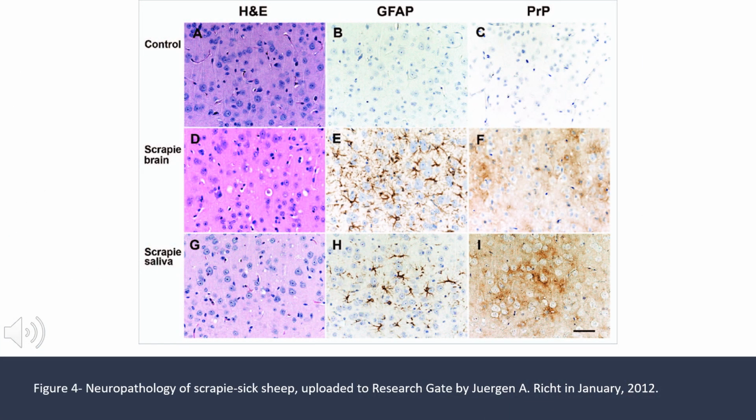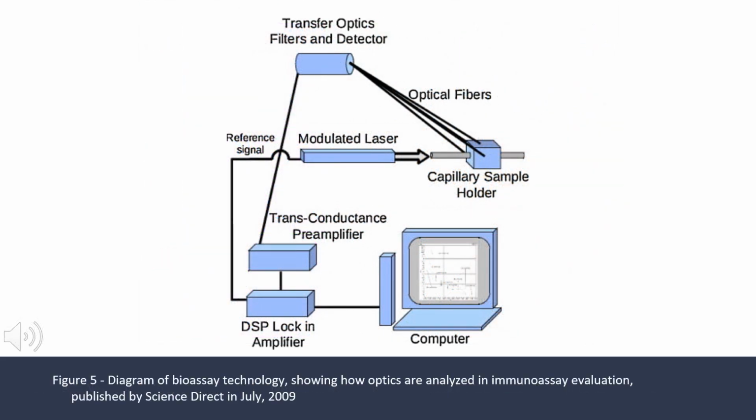Figure 4 shows the differences between a control brain and a brain and saliva sample that have scrapie, with emphasis on the PrP protein on the far right. Figure 5 is a diagram of the bioassay technology that shows how the immunoassay evaluation is completed.